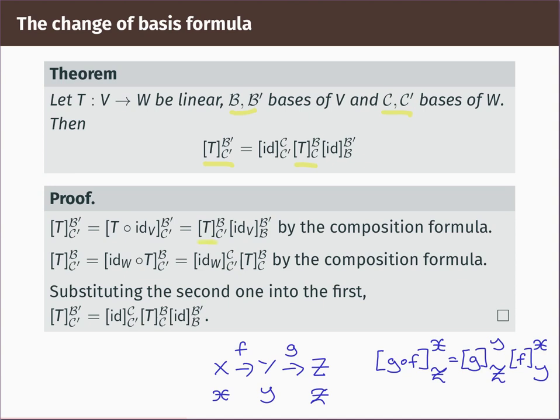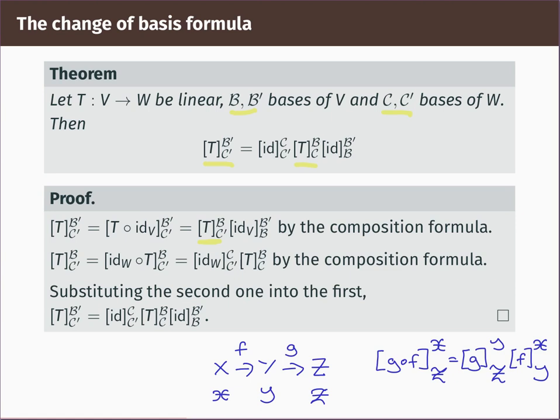Next, we'll look at this part of the formula. That's the matrix of T with respect to the initial basis B and final basis C prime. And again, composing with the identity doesn't change anything, so we're free to replace T by the composition of T on the left by the identity on W. We can then use the composition formula, with the middle basis being C, to get that this is equal to the product of the matrix of the identity on W with respect to initial basis C and final basis C prime, and the matrix of T with respect to initial basis B and final basis C.